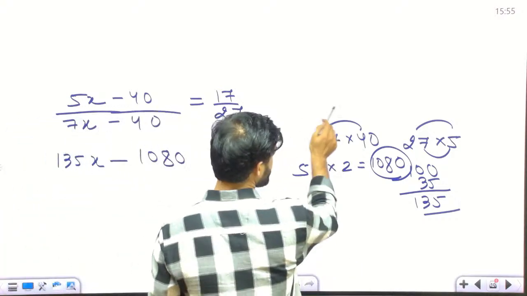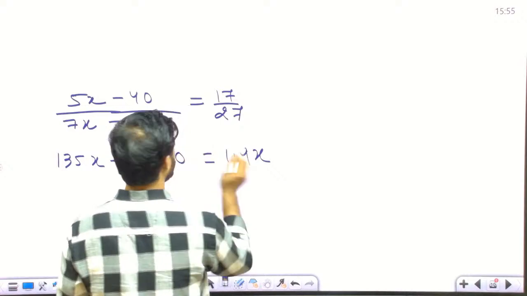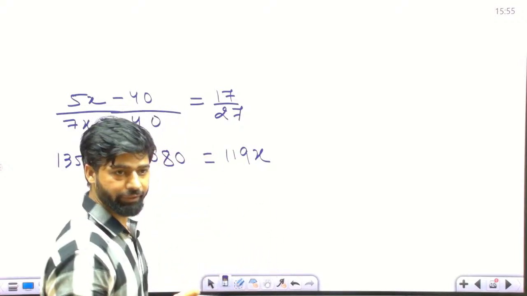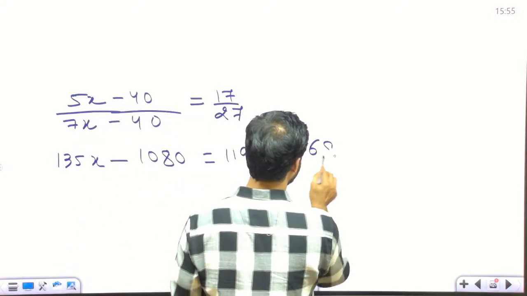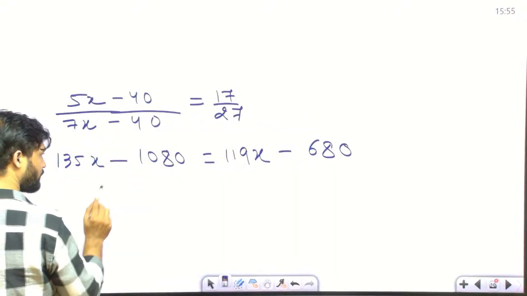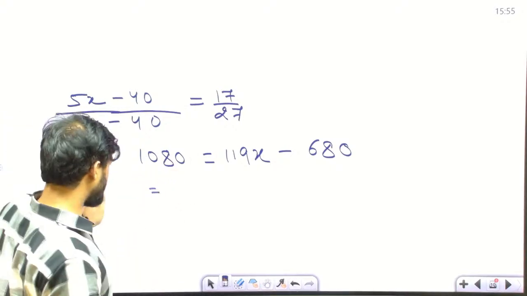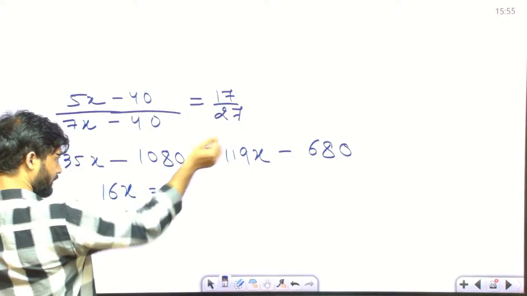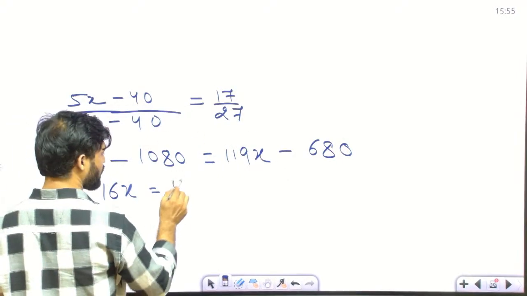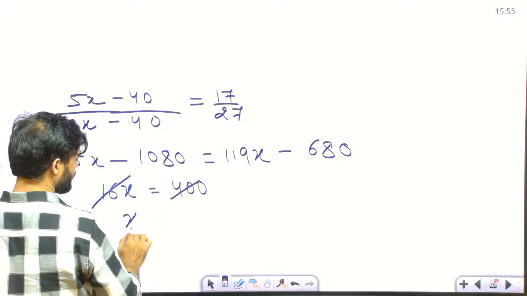We have to multiply 17 into 7, that is 119, and 17 into 40, that is 680. Let's take the x terms together. 135 minus 119 will be 16x, and this will be positive, then the difference is of 400, and the value of x is 25.